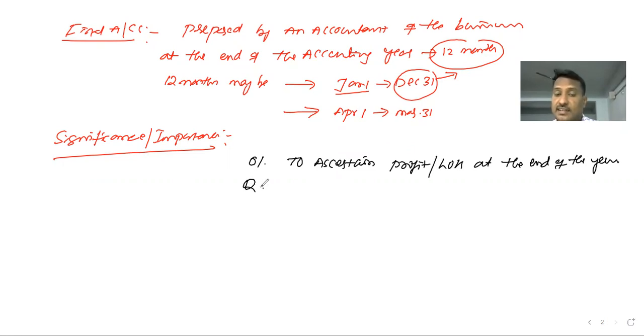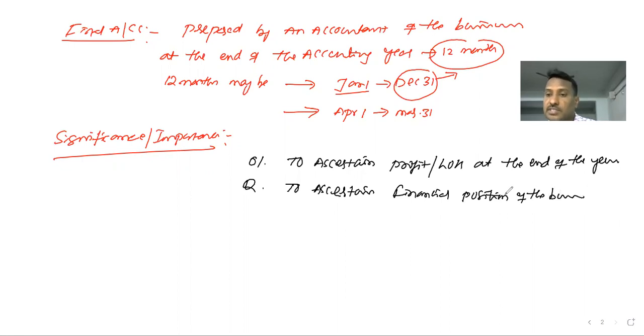The second reason behind the preparation of final accounts is to ascertain the financial position of the business. What is the position of the business? For these two reasons, businessmen prepare the final accounts at the end of the accounting year.